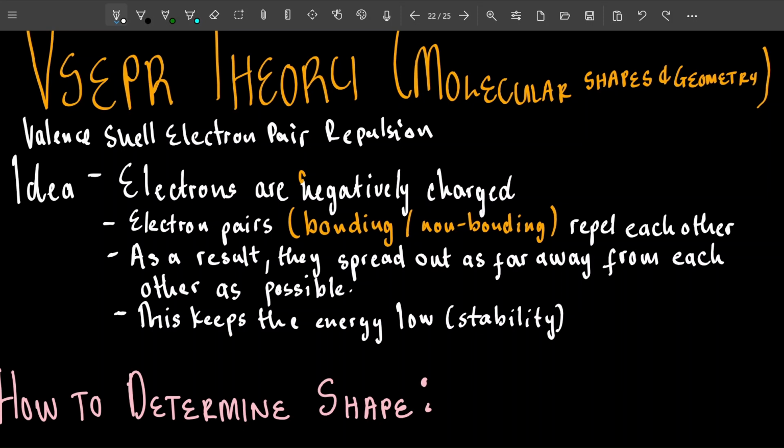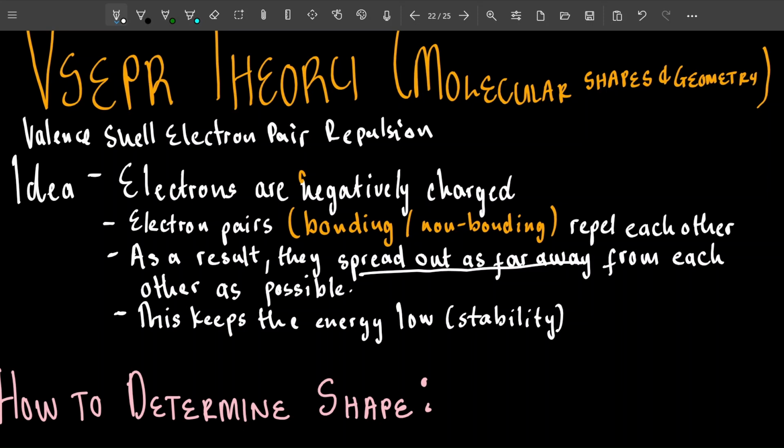But remember that two electrons will be in an orbital, so those two electrons will repel the two electrons in another orbital, right? So they'll be repelling each other. Because they are fighting each other, pushing each other away, they are going to spread out as far away from each other as possible. Remember this: orbitals are going to be as far away from each other as possible.